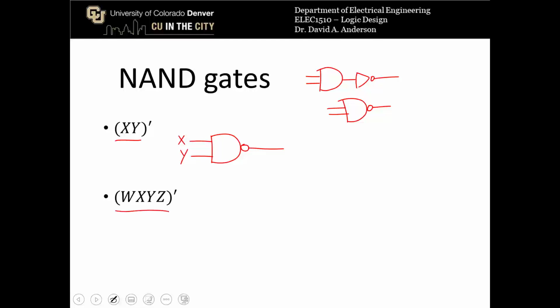A 4-input NAND gate, or even more inputs, can also be drawn. So that's totally legitimate as well. W, X, Y, and Z as inputs into a 4-input AND gate, and then a bubble at the output representing the complement. So that would be the NAND function.